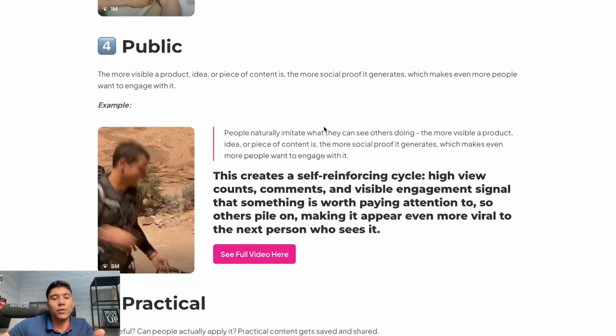Naturally, because it has 5 million views, more people would want to see what it's all about. So it's kind of like a self-reinforcing cycle. High view counts, comments, and visible engagement signal that something is worth paying attention to. So if it goes viral, it's easier to get more viral, because you see a lot of different people interacting with it, and so you're curious, and then you want to interact with it as well. So that's basically the main principle of the public principle.